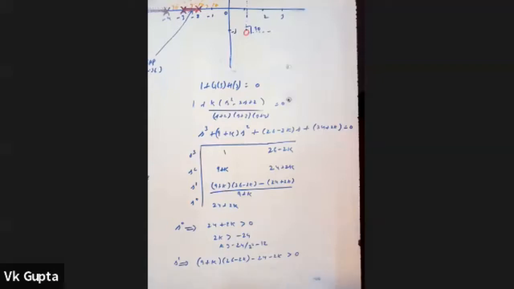So when you solve this, 9 plus k into 26 minus 2k, so we will get minus 2k square plus 6k plus 210 should be greater than 0. Or this can be written as minus k square plus 3k plus 105 should be greater than 0.